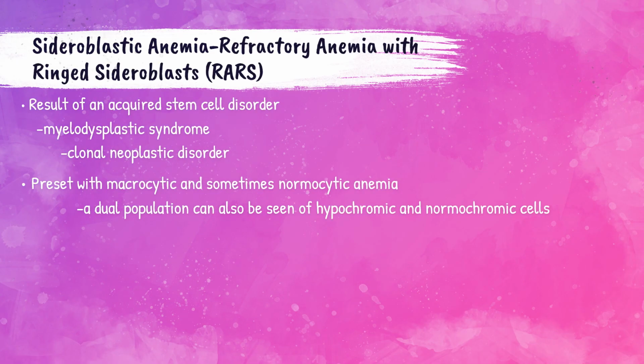Refractory anemia with ringed sideroblasts, or RARS, is a type of myelodysplastic syndrome. These syndromes are a group of cancers that prevent mature, healthy blood cells from forming in the bone marrow. RARS is a myelodysplastic syndrome that also has ringed sideroblasts in the bone marrow. Patients with RARS can sometimes have normocytic or macrocytic red blood cells, so either normal MCV or increased MCV indices. A dual population can also be seen. So remember, a dual population or dimorphic population means two different types of red blood cells. So in patients that have RARS, some of the cells can be normochromic and some of them can be hypochromic.